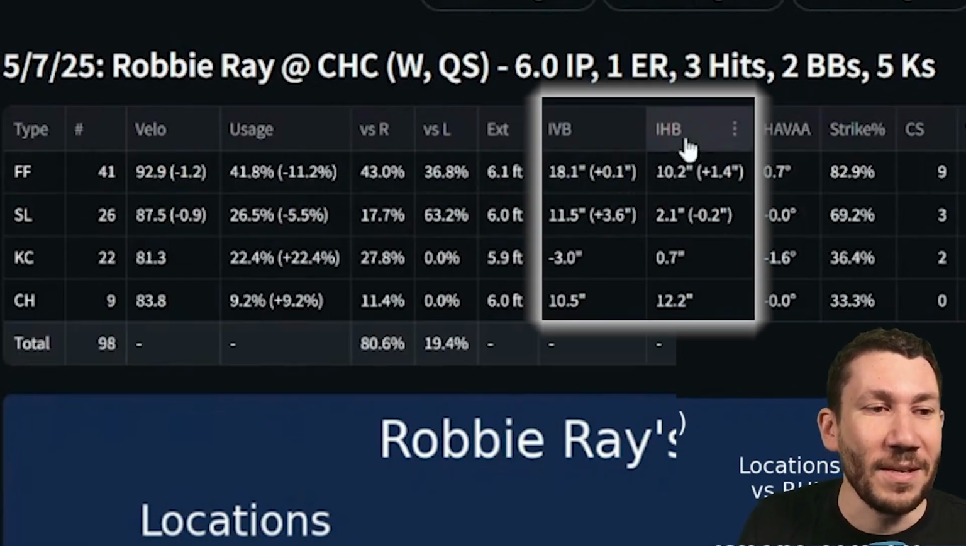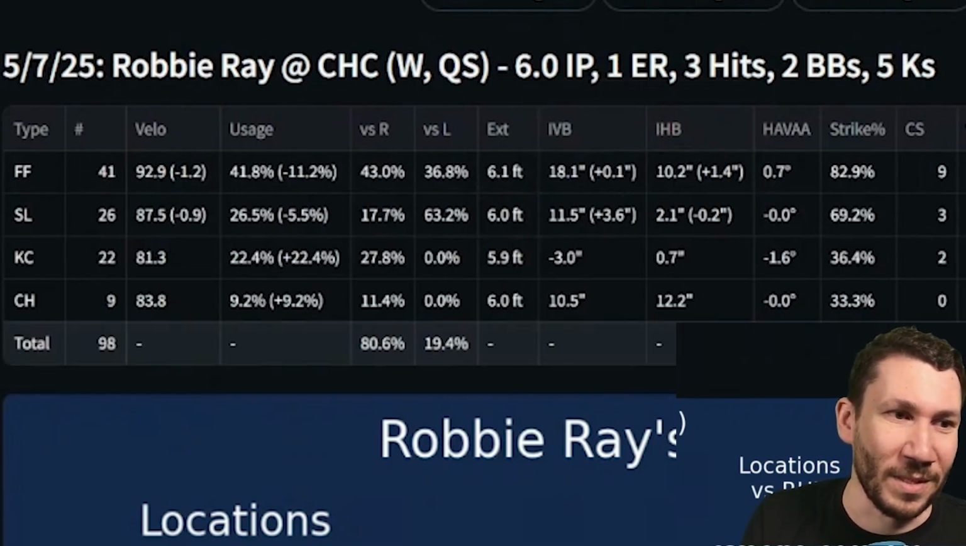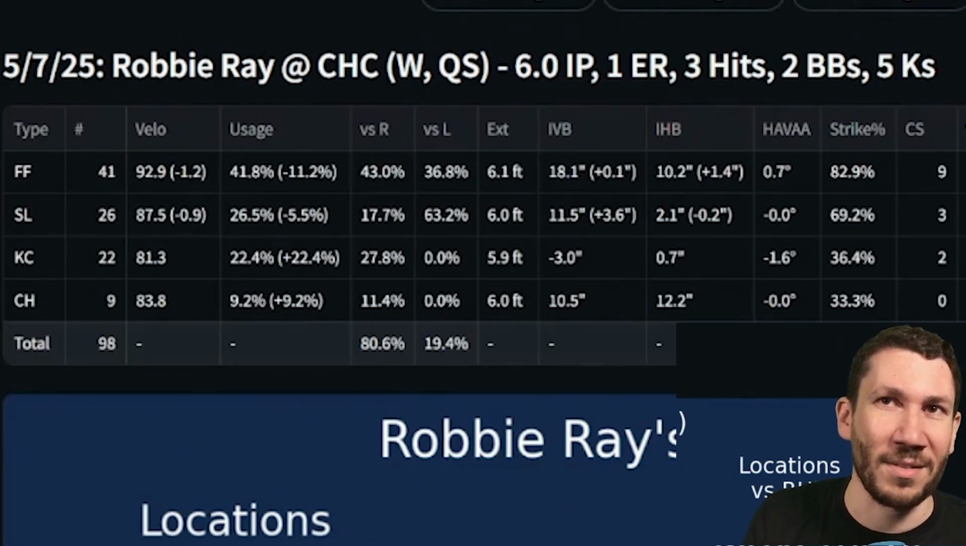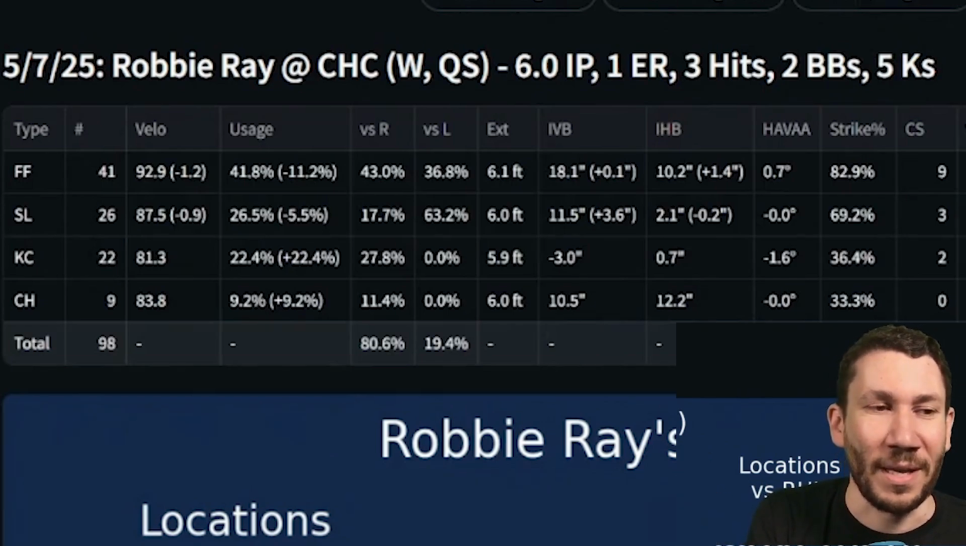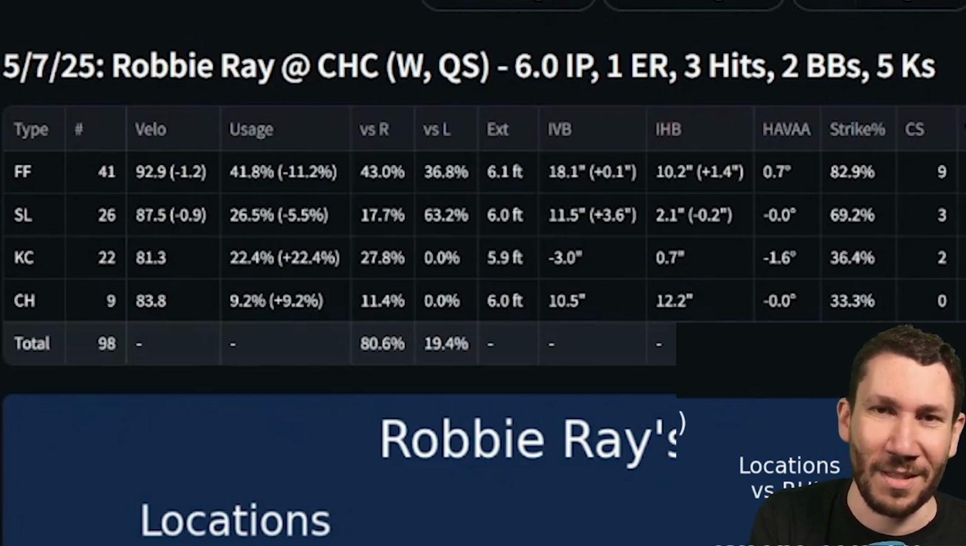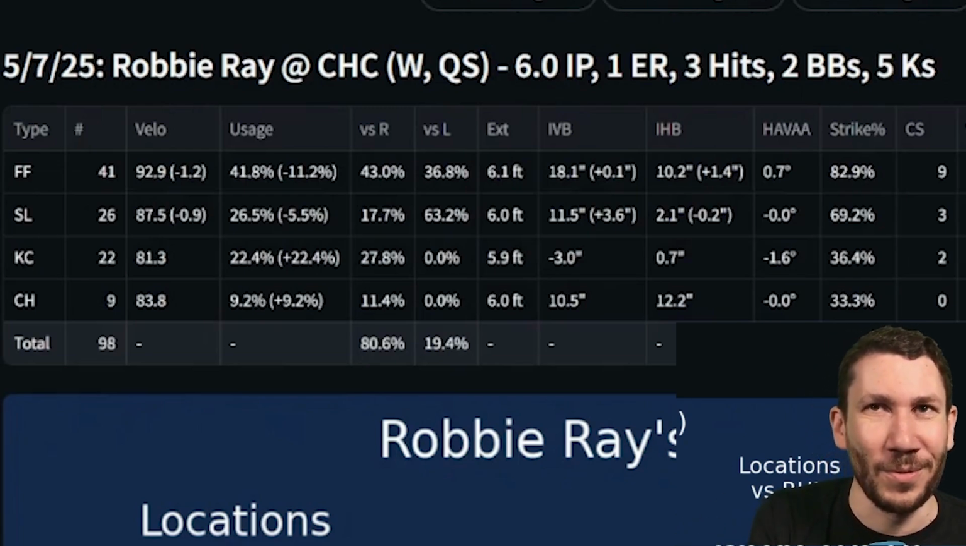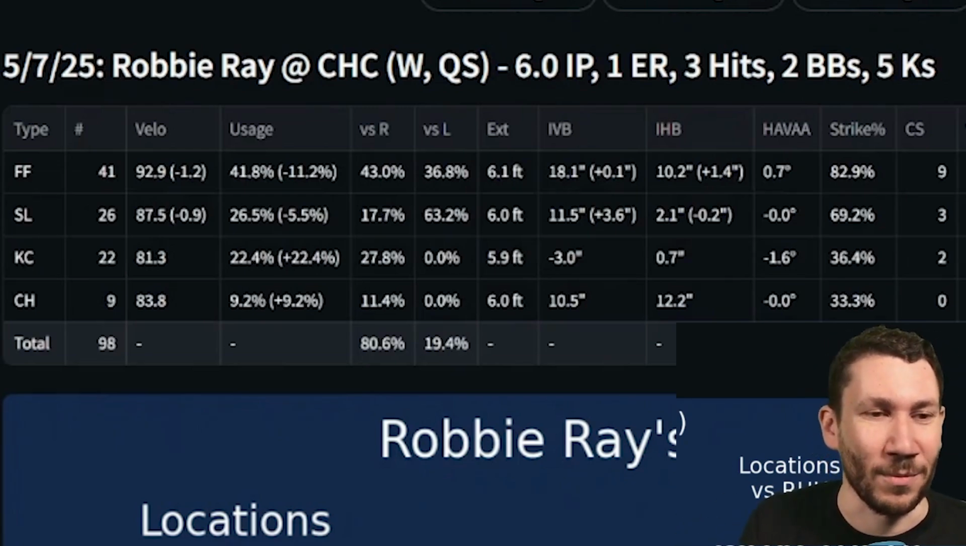Now you have iVB and you have iHB. This is essentially just vertical movement and horizontal movement, okay? The I is saying that we are not taking it from the raw data, and we're actually doing some calculations to showcase a better representation of actually how much movement there is. Understand that there's release point involved and extension involved and gravity involved and just how much stuff goes into the expected movement of this pitch, kind of, right?